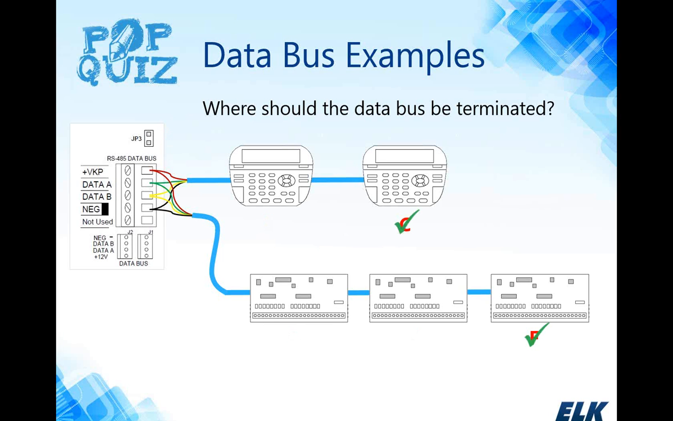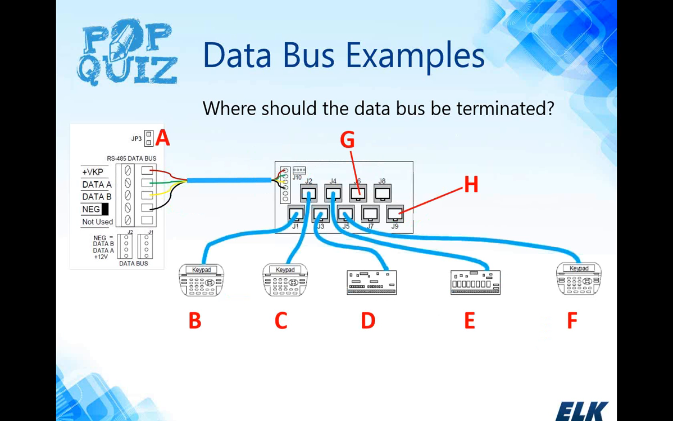All right, if you answered C and F, you'd be correct. This is 2 home runs coming off the control, and we have devices daisy chained together. So the keypad would accept the terminating jumper, and the last device here could be an input expander, could be an output expander, would be terminated as well.